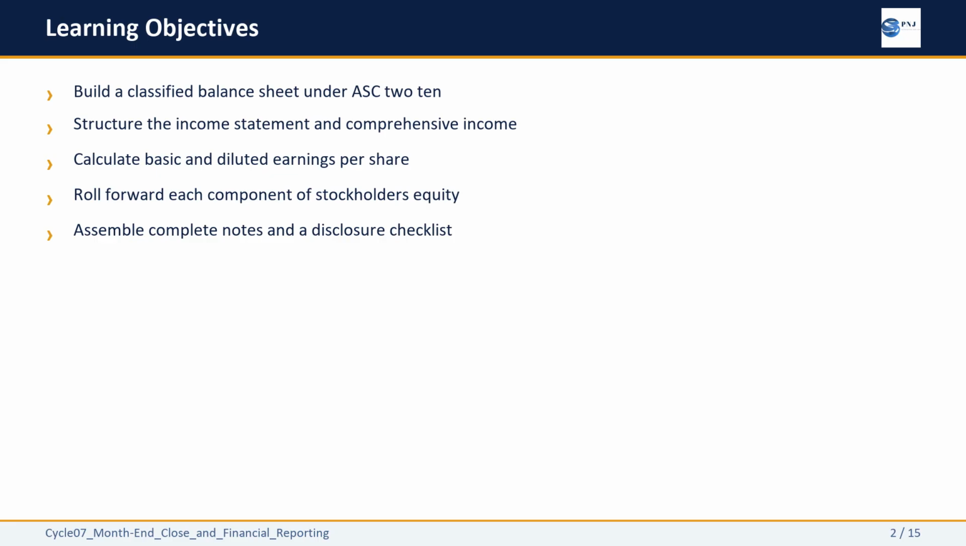You will be able to build a classified balance sheet that separates current from non-current items under the Accounting Standards Codification, which we call ASC. You will structure an income statement and present comprehensive income correctly. You will calculate basic and diluted earnings per share, often shortened to EPS. You will roll forward every component of stockholders' equity. And finally, you will assemble complete notes supported by a disclosure checklist. Keep these goals in mind as we move through each statement together.